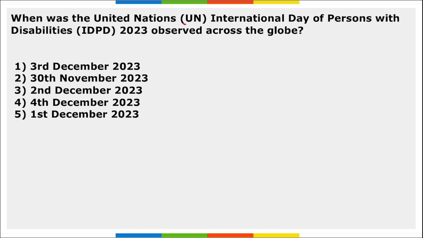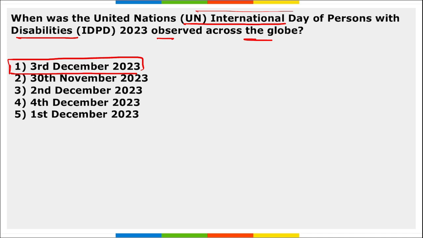Next, when was the UN International Day of Persons with Disability observed across the globe? This is observed on 3rd of December every year, right? Mark this. Every year on 3rd of December, we observe International Day of Persons with Disability. Correct? There are multiple types of disabilities.